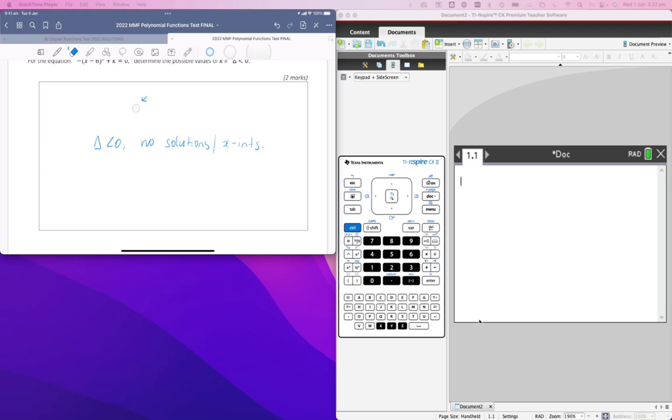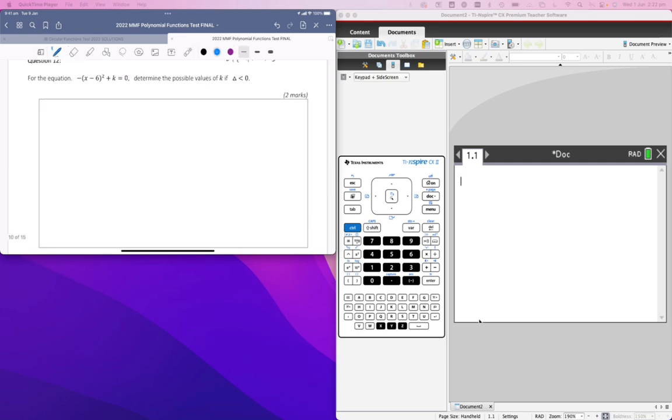Should have paused the video while I was doing that, but I'm nearly through now. The other way of looking at it is doing a straightforward discriminant problem. The discriminant is b squared minus 4ac, but we don't know what a, b, and c are yet because this equation here is not in the right format. So we're going to have to do something about that first. So off to the side we go. We've got minus x squared minus 6 2s are 12x plus 36.